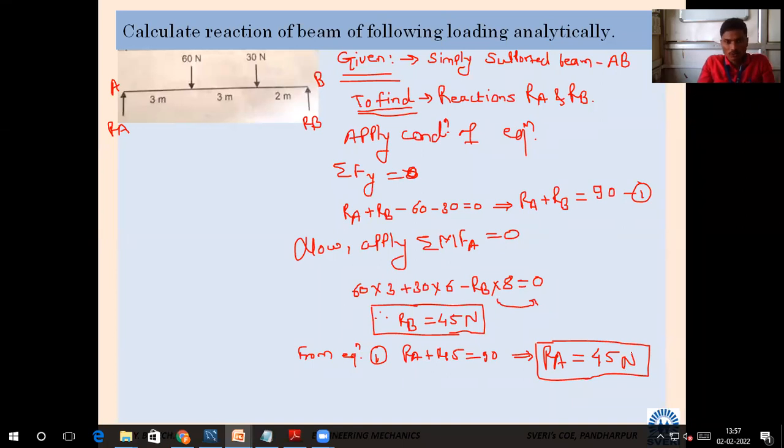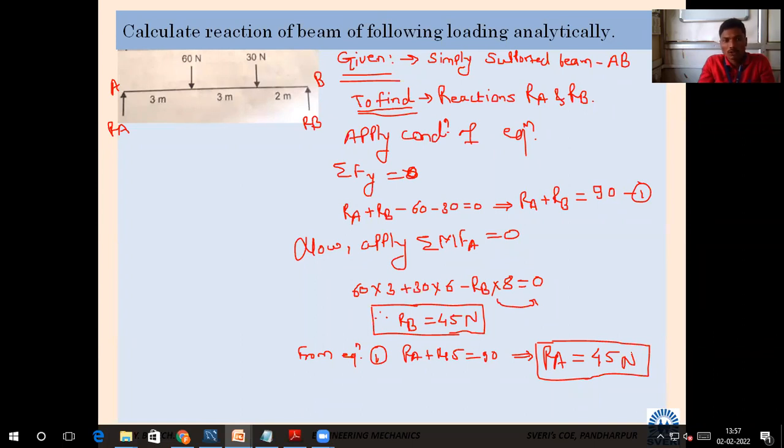Can someone make one observation? Take a little look at what exactly has happened in this problem. The problem is correct, don't worry, but I want a little observation. Sir, the reactions from above, both are equal. Yes, it should be. That is what I want to know.